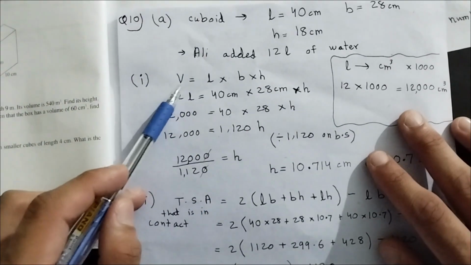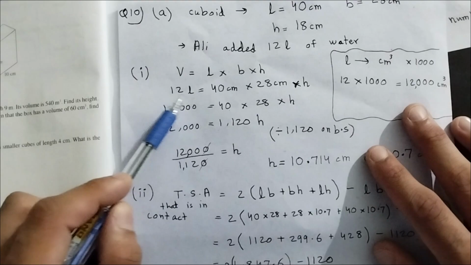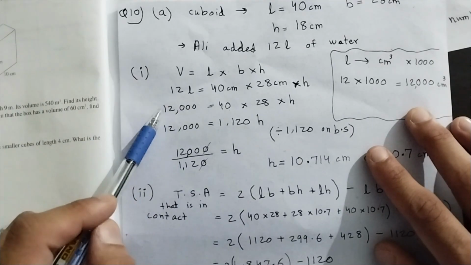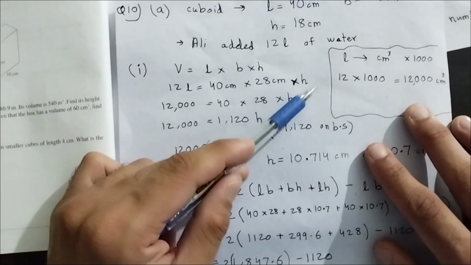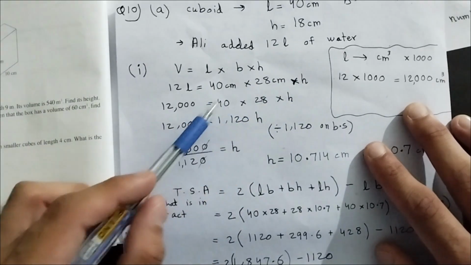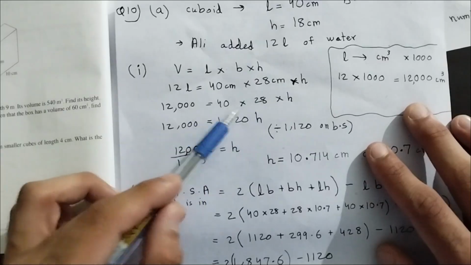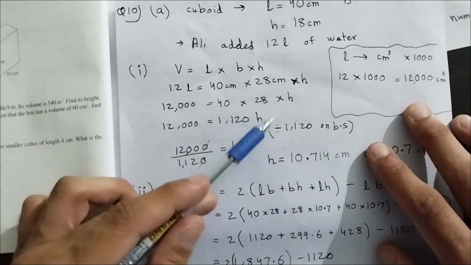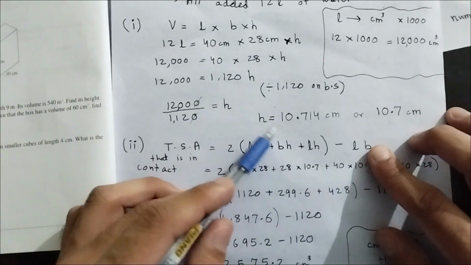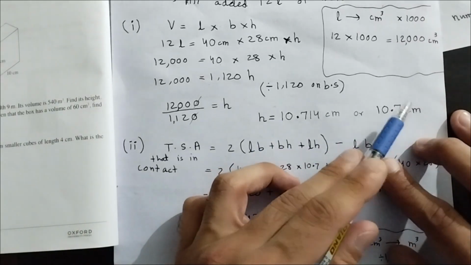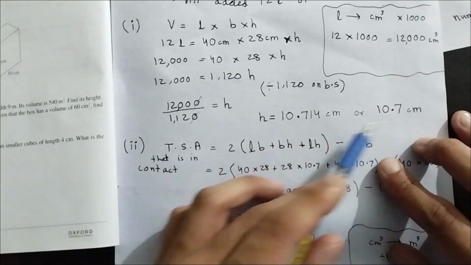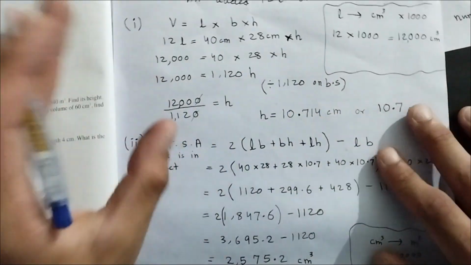Okay, so volume is going to be equal to 12 liters. We're going to convert the 12 liters into cubic centimeters. So 12,000 is going to be equal to length multiplied by breadth multiplied by height. We don't know what the height of water is, so we're going to leave h as it is. Multiply length with breadth, and then you get this. You're going to divide on both sides. You'll get the value of h. h is going to be equal to 10.7, basically 10.7 centimeters. That's going to be the height. Now this was the easy part.